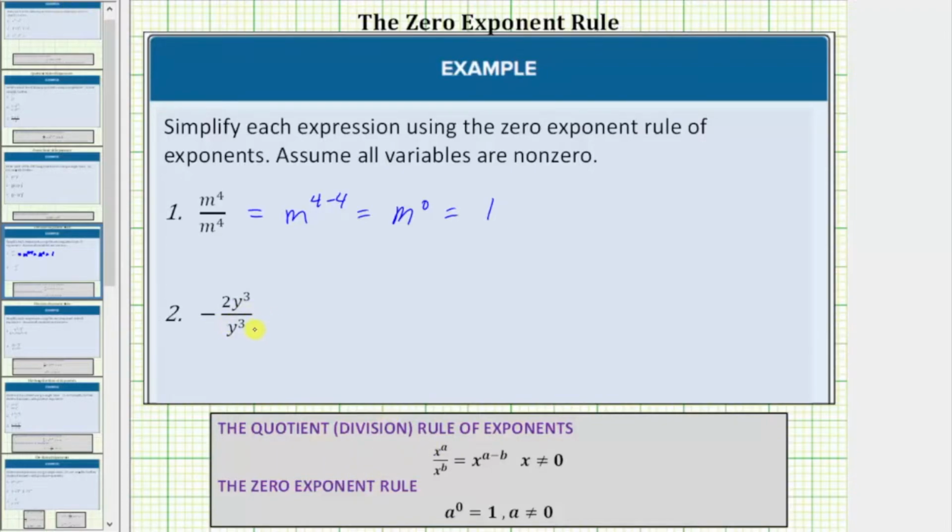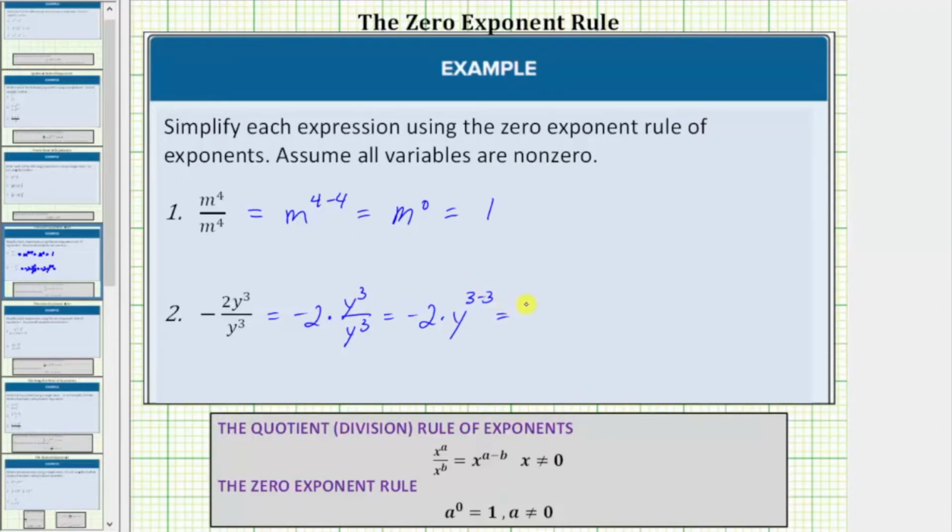Let's write this fraction as a product. Let's write this as negative 2 times y to the third divided by y to the third. And now let's find this quotient. Because the bases are the same and we're dividing, we subtract the exponents. This is equal to negative 2 times y raised to the power of 3 minus 3.